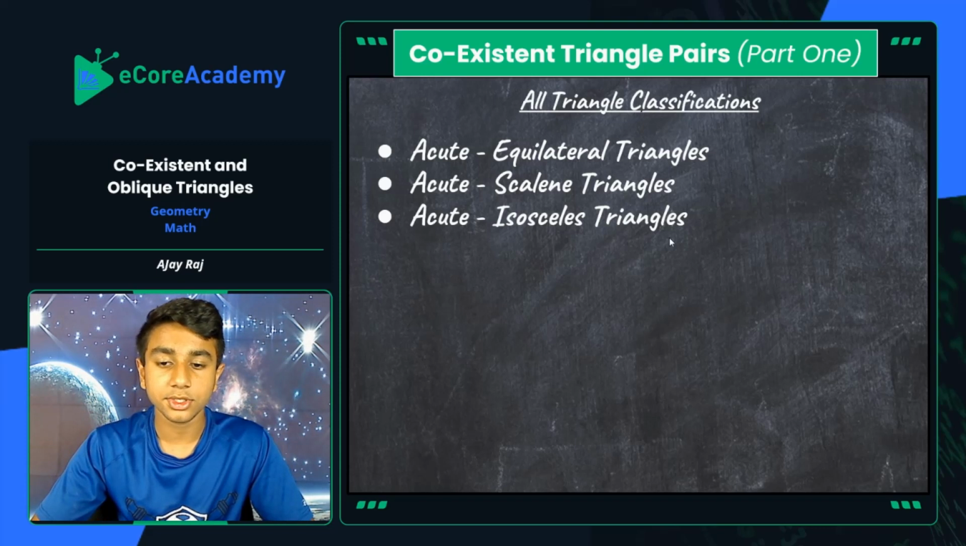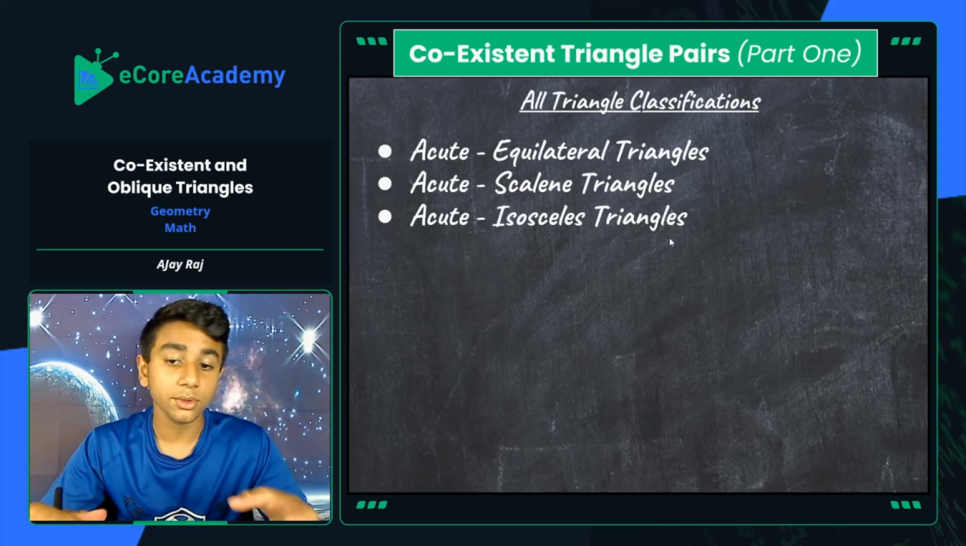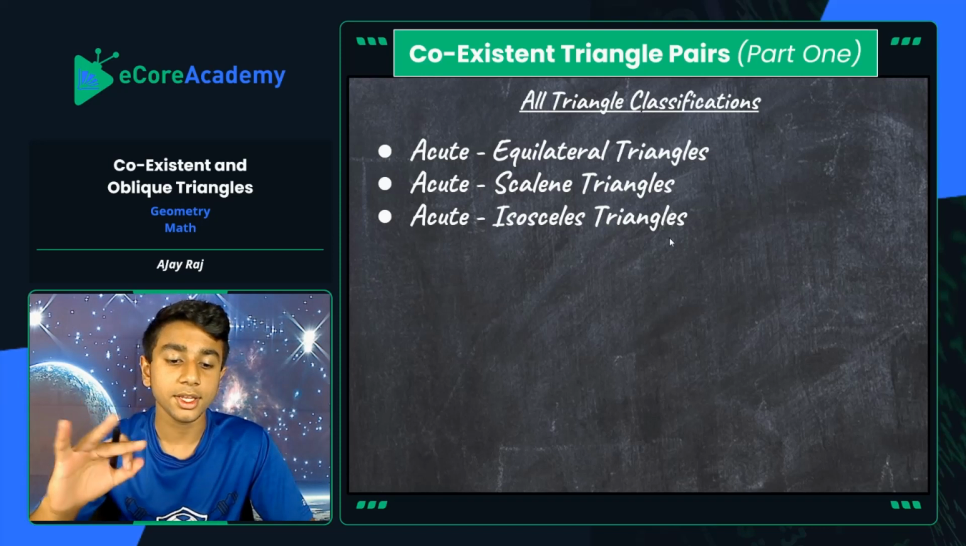So the first type is an acute equilateral triangle. You can have an acute equilateral triangle, which is one solid triangle. You can have an acute scalene triangle, and you can also have an acute isosceles triangle. An acute equilateral triangle is when a triangle has three equal sides, and it also has three acute angles.